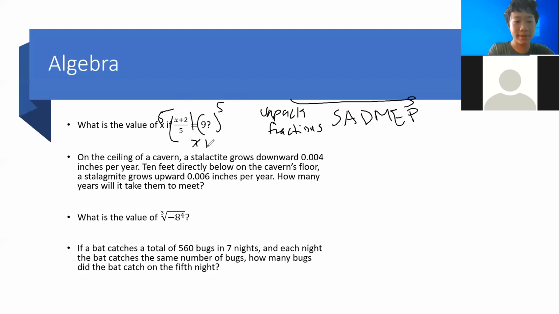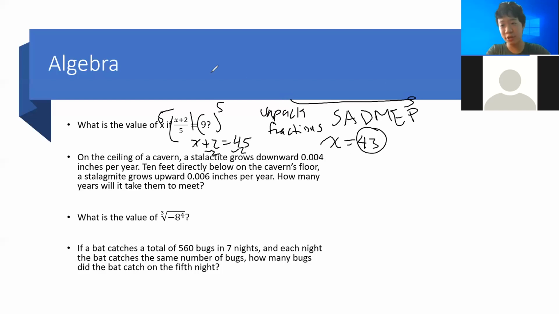So we're going to just get x plus 2 equals 9 times 5, which is 45. Now we're going to use SADMEP. So we've got to get rid of this plus 2, which is attached to our x. So if we subtract 2 from both sides, we get rid of that plus 2. So all we get is x equals 43, and that's what x is, okay?